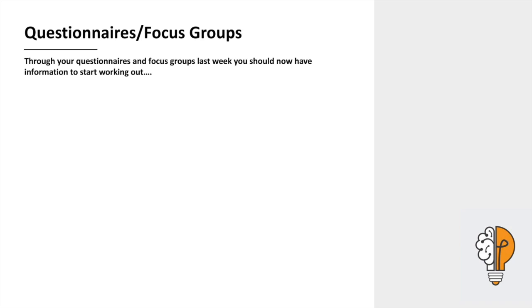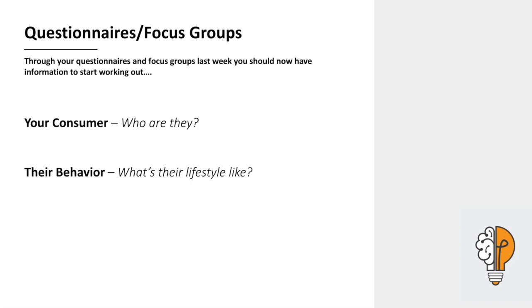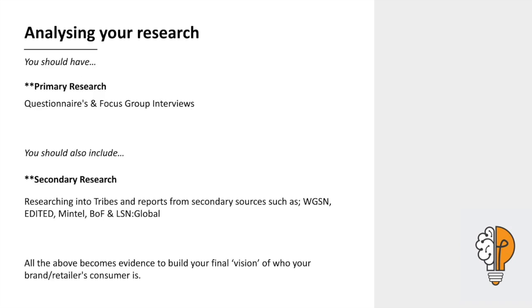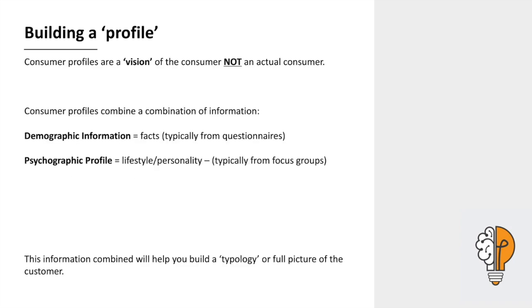From your questionnaires and focus groups last week, you should now have information to start working out who your consumer is, their behaviour, what their lifestyle is like, and their buying motives. What motivates them to buy? Why do they go and buy clothes from your store? You should have your primary research, and as I mentioned, you should also include secondary research, so research into tribes and reports from secondary sources such as WGSN, Edited, Mintel, Business of Fashion, and LSN Global. All the above become evidence to build your final vision of who your brand and retailer's consumer is.